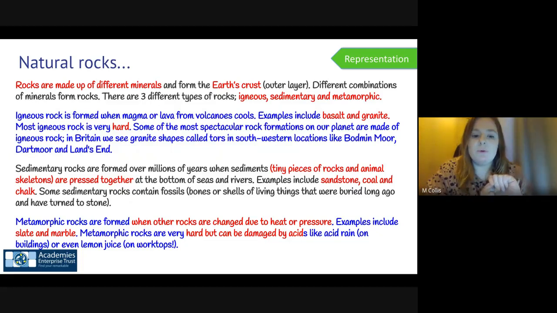Whereas metamorphic rocks are formed when other rocks are changed due to heat or pressure. Examples could include slate or marble.